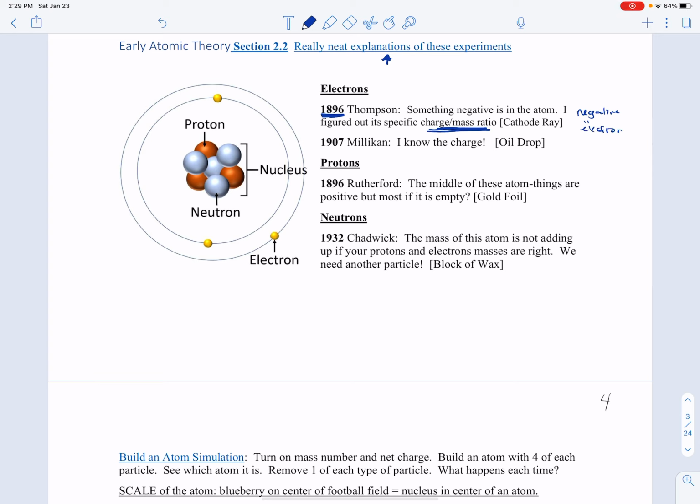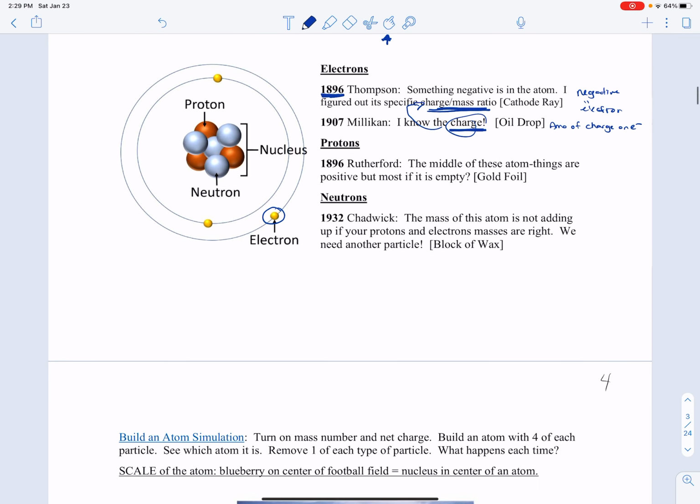But he couldn't quite figure out everything about it, and so it took another 10 years before Millikan figured out how to work out the charge, and this was a really elegant experiment that he did. And once he figured out the charge, then they could put it in and figure out the mass of the electron. And so he figured out the amount of charge on electrons. So that's the electrons. What about the nucleus?